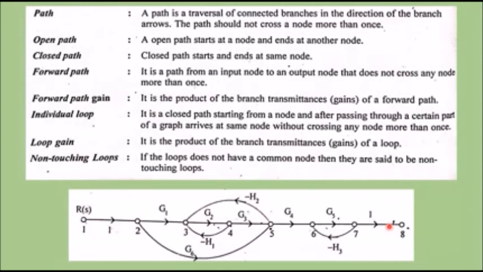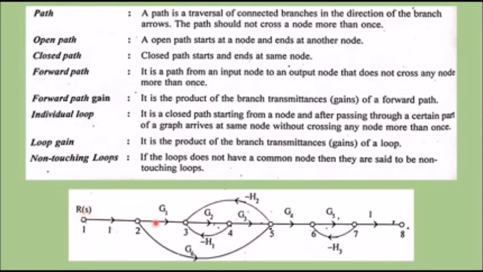This is called a closed path, and the straight line is called an open path. So what is an open path? An open path starts at a node and ends at another node. But what is a closed path? A closed path starts from a node and ends in the same node. What is a forward path? It is a path from an input node to an output node that does not cross any node more than once. Let's say you start from R(s), go to 2, then 3, then 4, then 5, 6, 7 and 8.